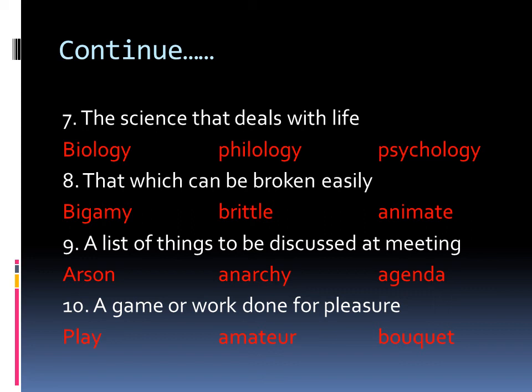Next, that which can be broken easily. Bigamy? No. Gamy is wife. Bigamy is marrying two wives. Animate? No. Animate means the objects having life. Yes, it is brittle. That which can be broken easily, brittle. Glass is brittle. Chalk is brittle. Bones and nails become brittle in old age.